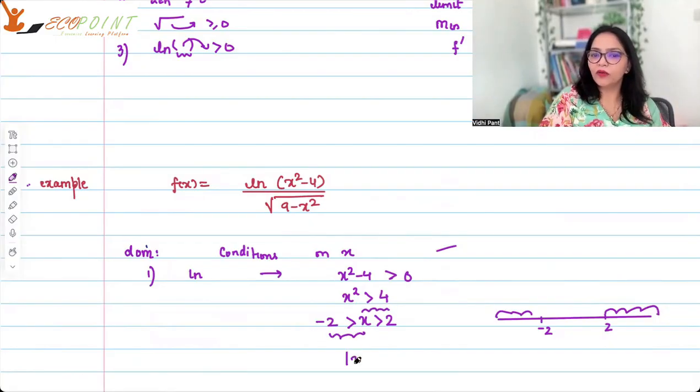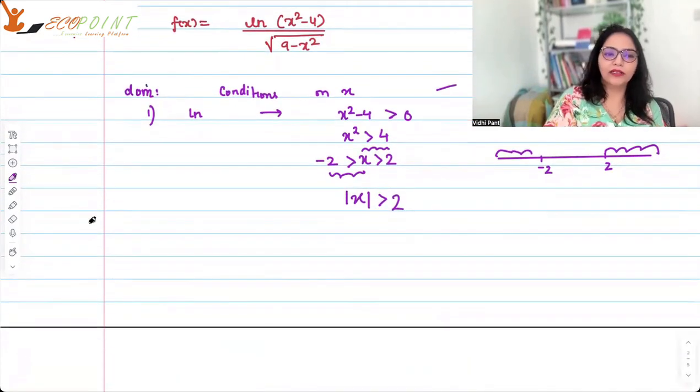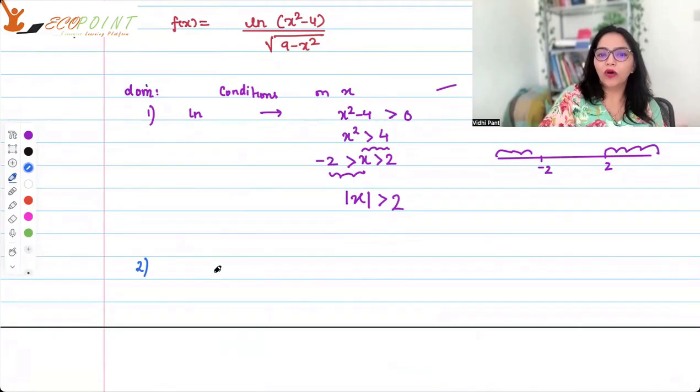This is something that I can also represent as modulus. So I can say mod x is strictly greater than 2. When you open this up, again, you will get the same expression. Well, that's number one condition. What is the second condition? The second condition, as you can see, is you have a denominator here. So denominator cannot be equal to 0.